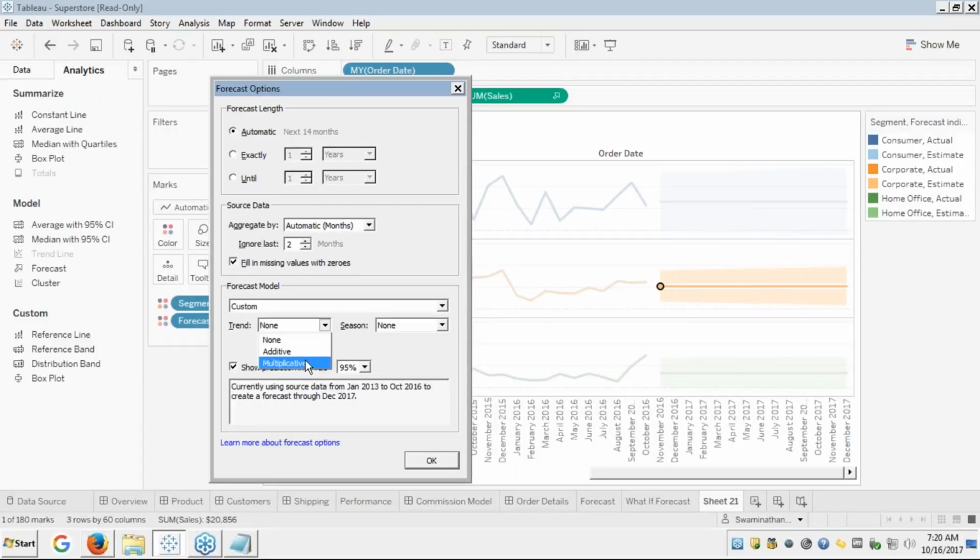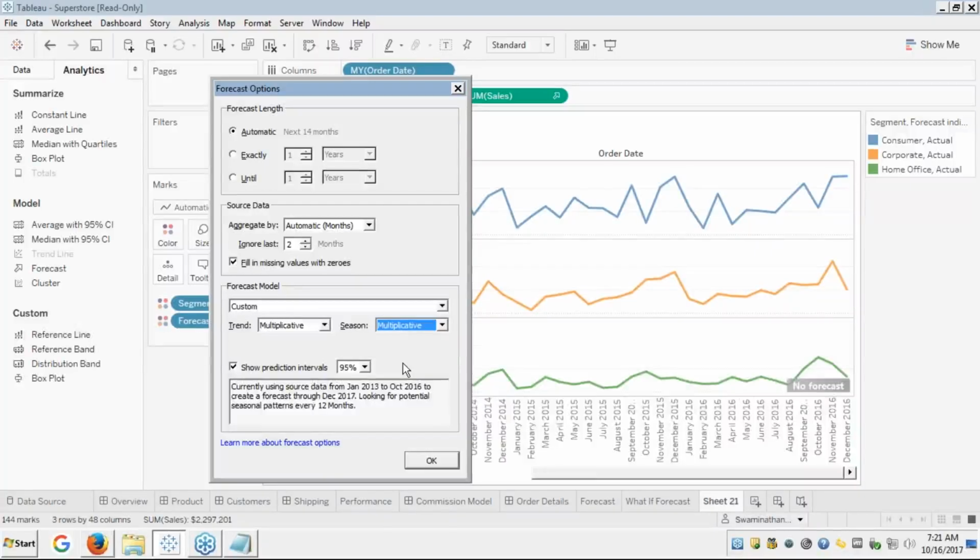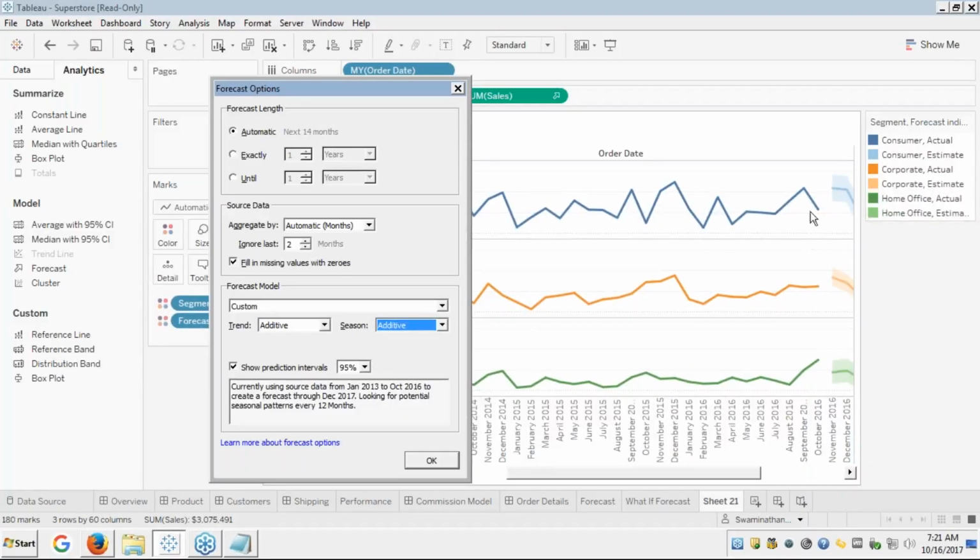In a multiplicative trend, if there is a trend change of 10%, it multiplies the trend, so it will show more trend by a multiplicative factor. Season also has additive and multiplicative options. I'm just selecting multiplicative for now to show you that. Can you see now? As soon as I did it, the trend lines are bigger compared to an additive trend. With the additive trend, the trend lines are not that high, it has reduced and the forecast is somewhat looking better.